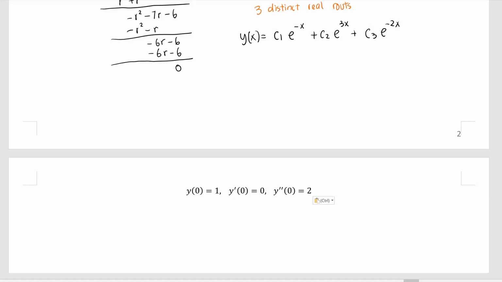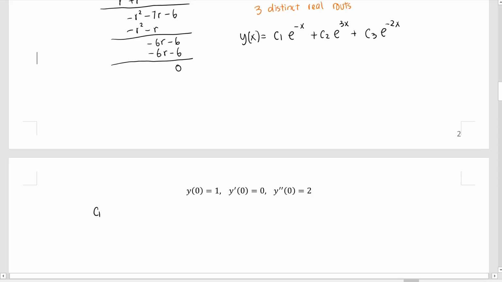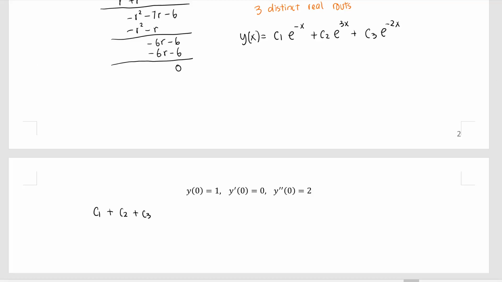Okay, let's see. We have 3 constants C1, C2, C3. We need 3 equations to solve 3 unknowns. So we plug in y of 0, and then we have C1 e to the 0 is 1, C2 e to the 0 is 1, C3 e to the 0 is also 1. So that equals 1. So this is y of 0.